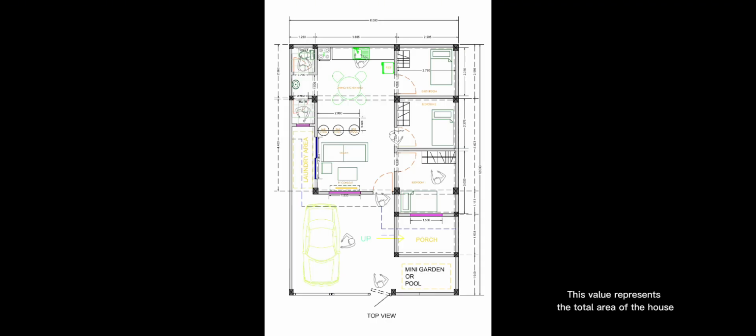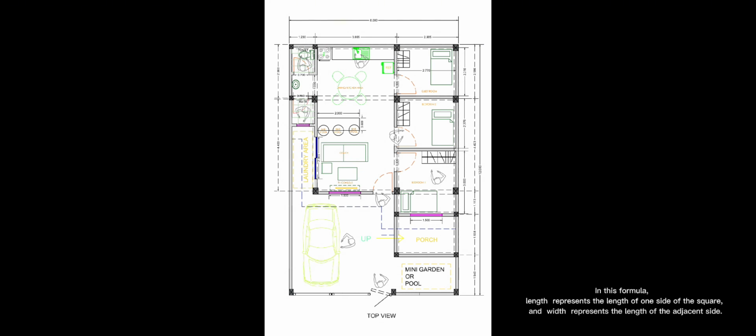This value represents the total area of the house, which is given as 88.2. The area is a measure of the space enclosed by the walls of the house. The length equals 12 and the width equals 8. The length and the width determine the overall shape of the house.